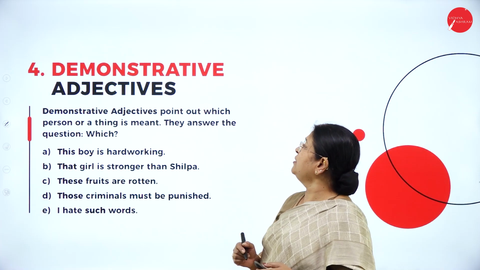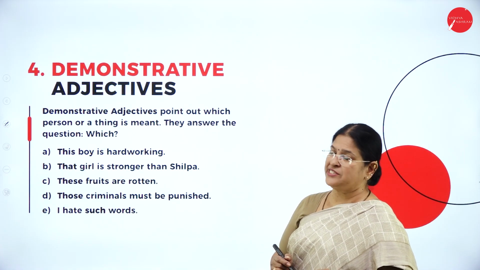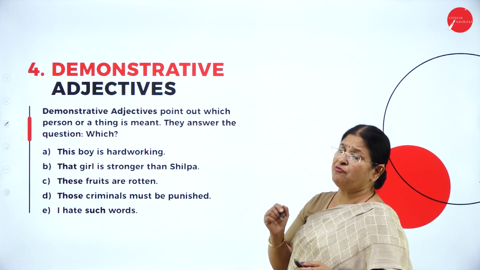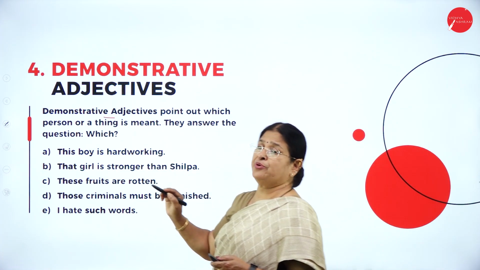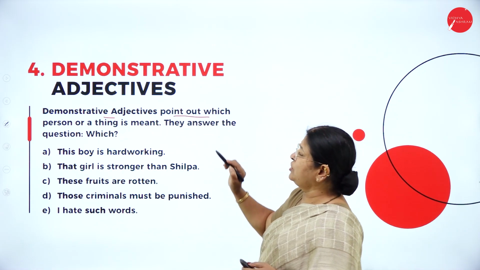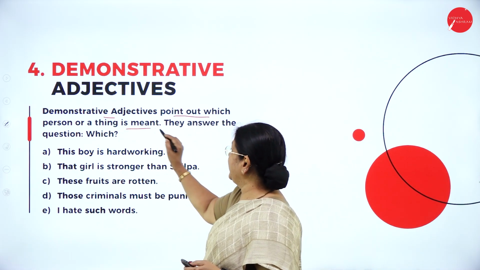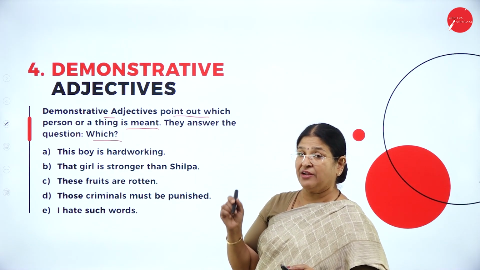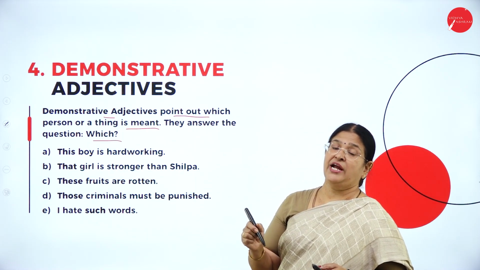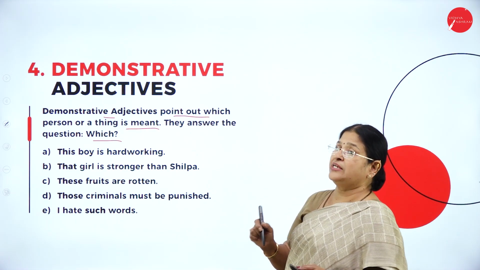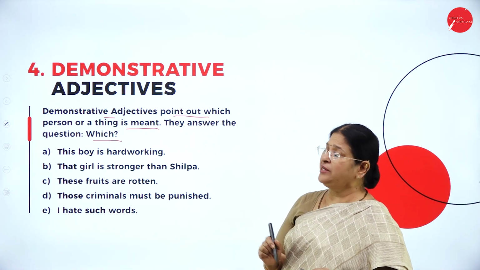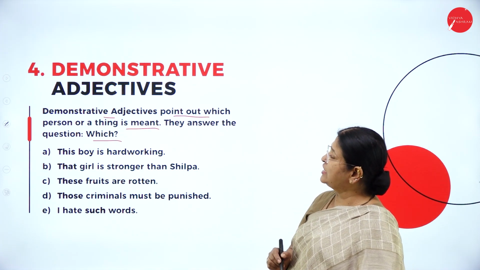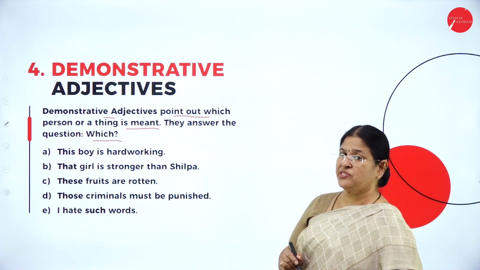Let me move on to the fourth type of adjective, that is demonstrative adjectives. The very word itself will tell you. Demonstrative means that which points out which person or thing is meant. They answer the question: which? Whenever you pose the question which and get the answer, that is the demonstrative adjective. I repeat, demonstrative adjectives point out which person or thing is meant. They answer the question which.